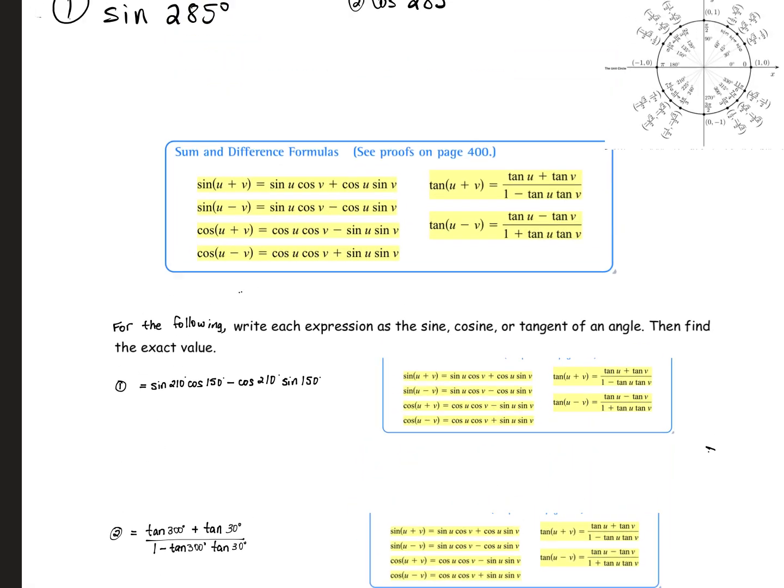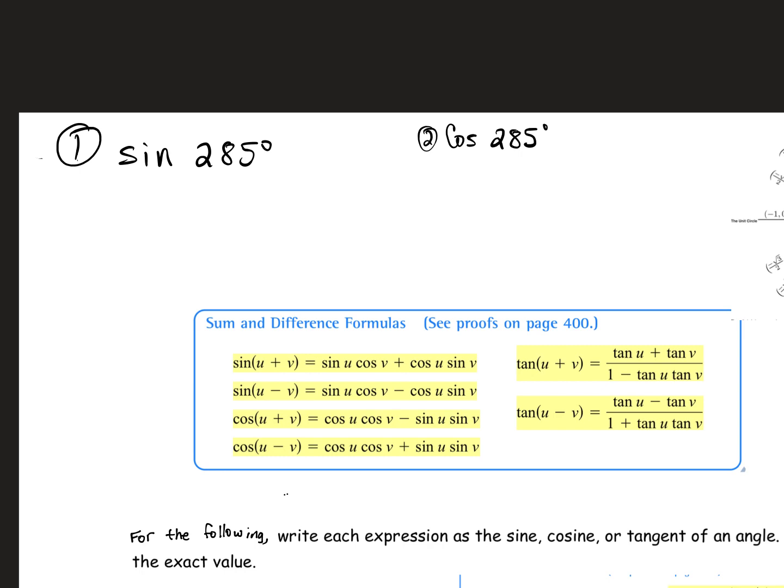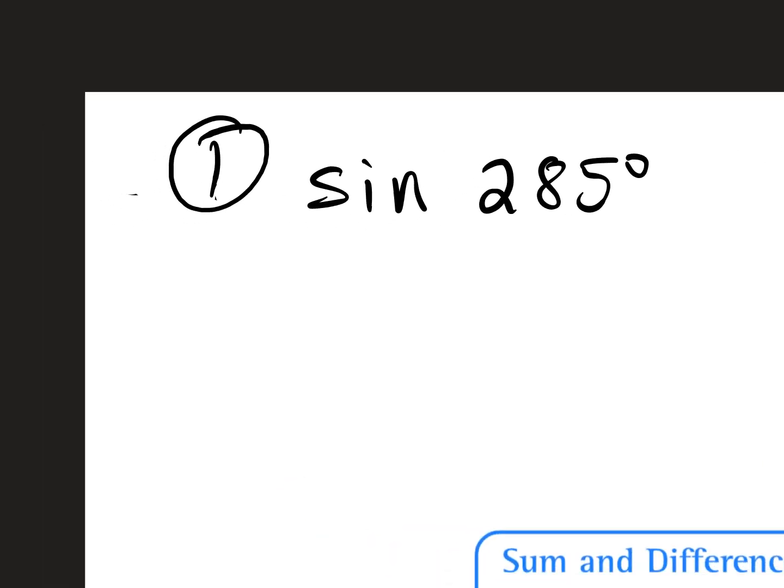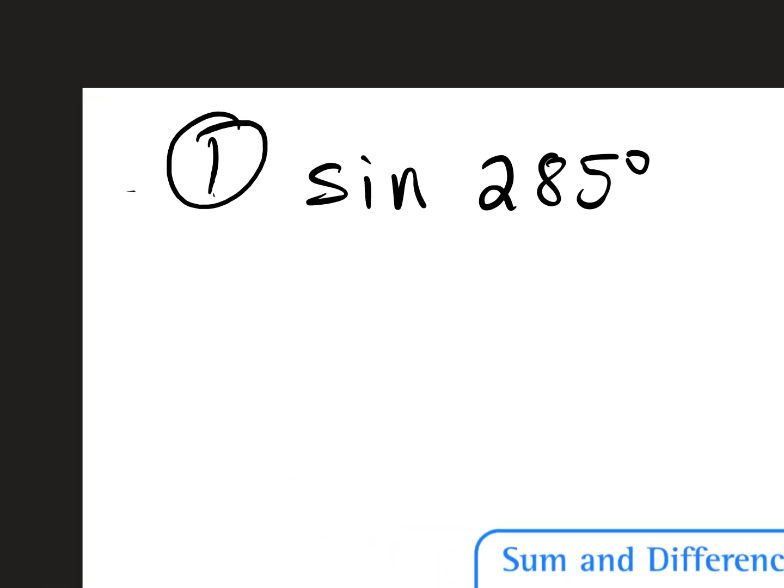I'm going to do one of these at the top because they're both pretty much the same, and then we'll do the bottom ones. But when you're given an angle that is not on the unit circle, this is where we say, oh geez, I need 2 numbers that add up or subtract to give me one of these. Which one do you guys want to do? Sine or cosine? Doesn't matter. Sine. Okay, let's do sine. What 2 numbers are going to add up or subtract to give me 285? 240 and 45. All right, I hear 240 plus 45.